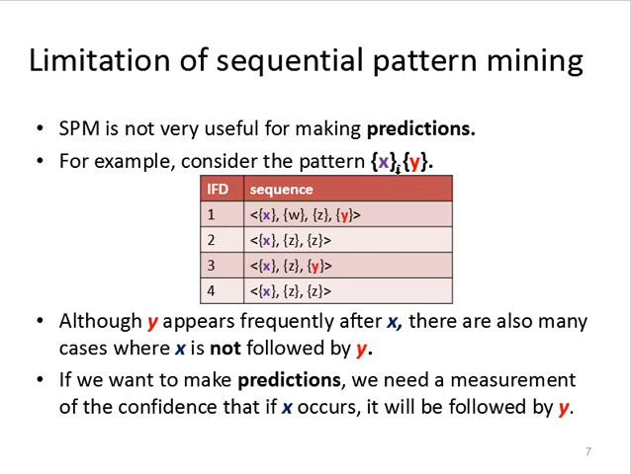Although it appears many times, if you look carefully, you find that X is not always followed by Y. So if we only look at the pattern, maybe we take the wrong decision, or we take the wrong conclusion about the data. So if we want to make predictions, it's not very good to use these patterns. We need also a measurement of the confidence that if X occurs, it will be followed by Y. We need to have some measure about this, how likely it is that X will be followed by Y. So we don't have this in sequential pattern mining.